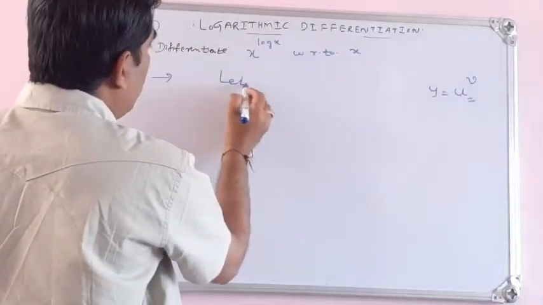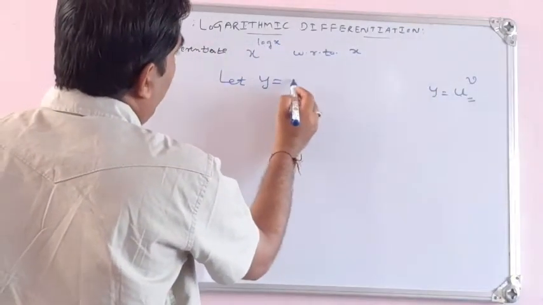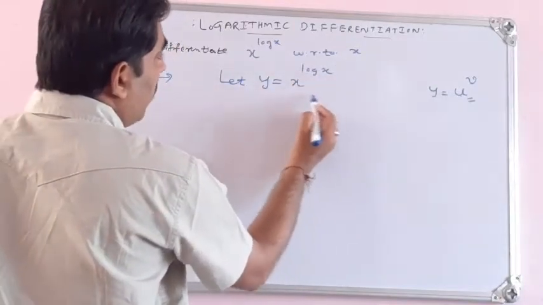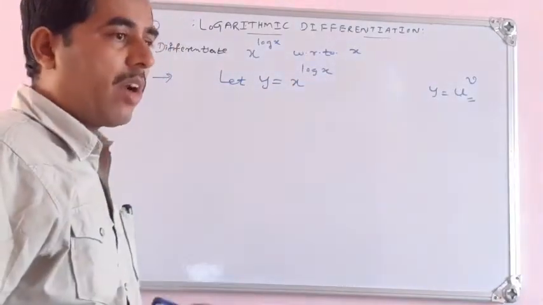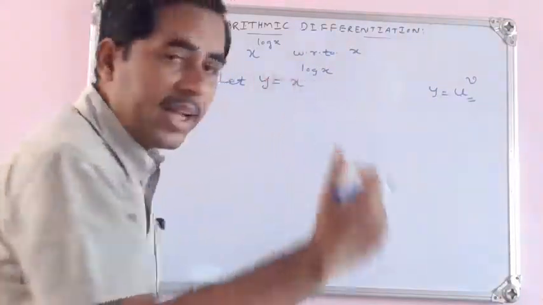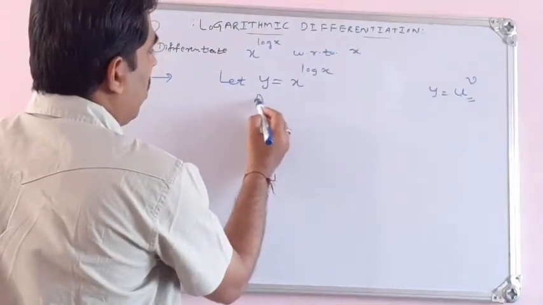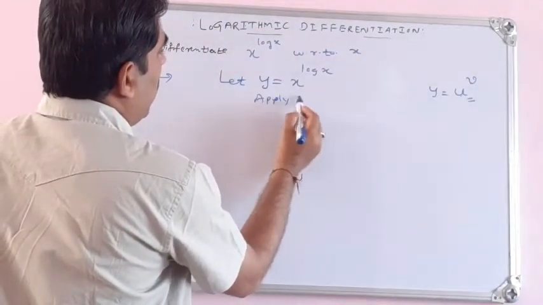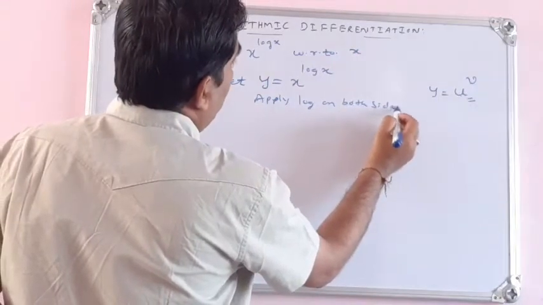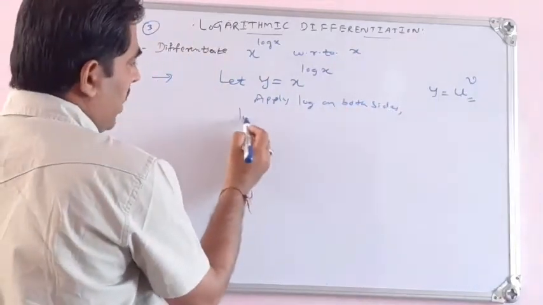So let us equate it to y. y is equal to x to the power of log x. Now, before differentiating both sides, what must we do here? As we discussed in our previous class, apply log on both sides, or take log on both sides. So applying log on both sides, you attach log to both sides.